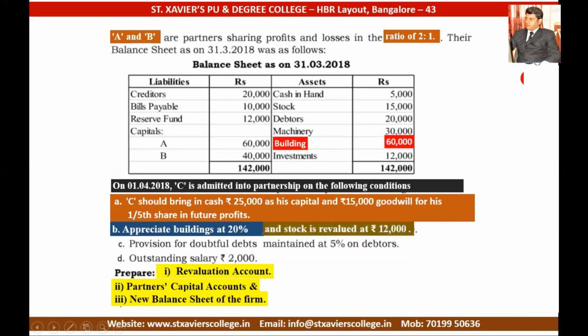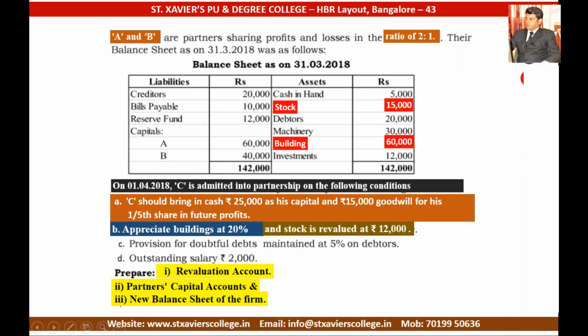And stock is revalued at 12,000. Now see the question balance sheet. How much is the stock in the question balance sheet? You can see the highlighted item, stock 15,000. Earlier it was 15,000. Adjustment says it is 12,000. It is revalued, so you can see the difference. Earlier the value was 15,000. Now the stock value is 12,000. How much has it increased or decreased? It is decreased, naturally. 15,000 minus 12,000, we get a loss of 3,000. There is a decrease in the value of stock.